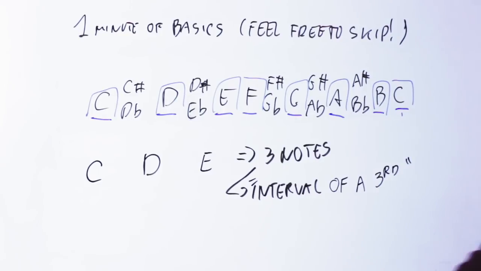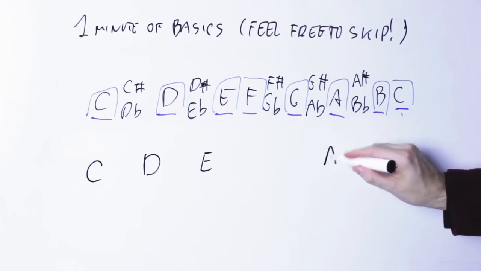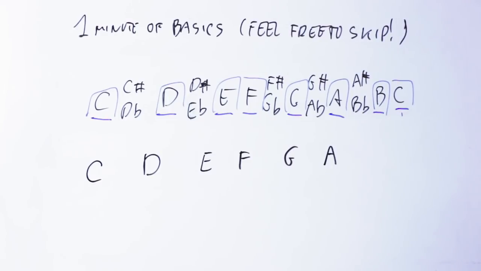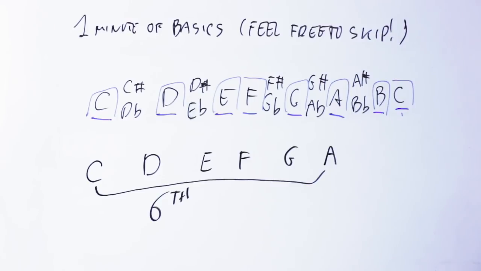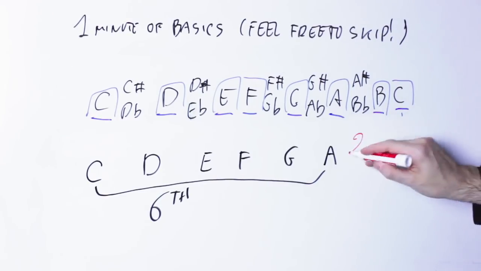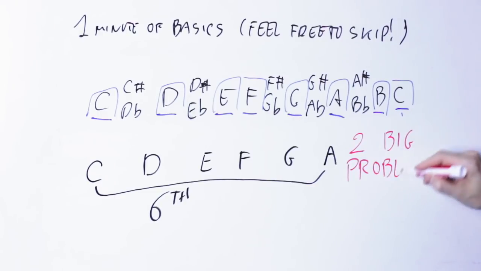If instead you were measuring the distance between C and A, you will write down all those notes, C, D, E, F, G, A, count that there are 6 notes and call this the interval of a sixth, and so on and so forth. Now, this is how intervals are defined in music, but this is a problem on 2 different accounts.